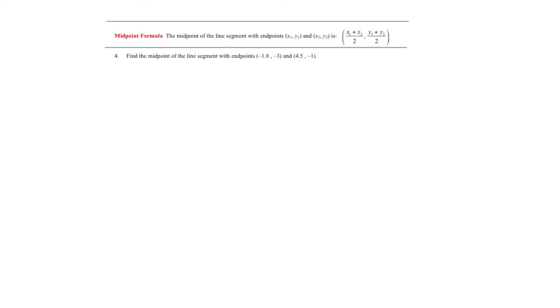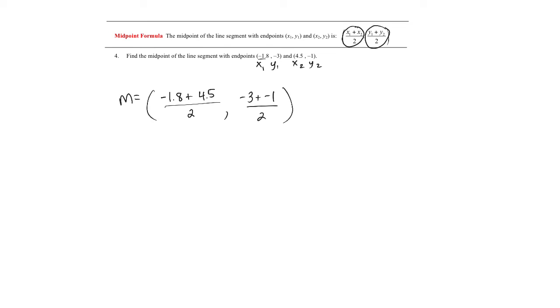The other formula that we need to look at is the midpoint formula, which is basically the halfway point, the average of the x values and the average of the y values. So we look at our points. We have an x and a y from the first point, an x and a y from the second point. So the midpoint: you just add up your x's, negative 1.8 plus 4.5, and divide that in half. Add up your y's, negative 3 plus a negative 1, divided in half.